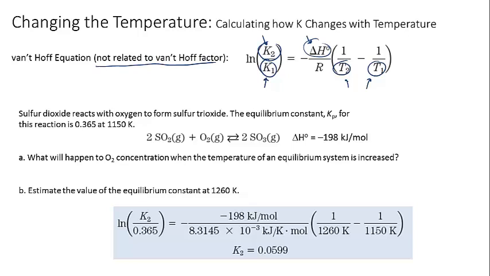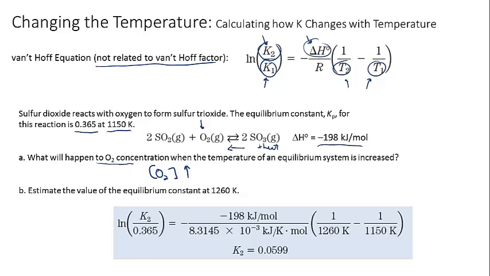So in our reaction here, we have an equilibrium constant of 0.635 at 1150 Kelvin. And we're asking what will happen to the O2 concentration when the temperature is increased. Well, the O2 is a reactant. The system is exothermic, so there's heat on the product side. Therefore, if the temperature is increased, the reaction is going to shift that way. So the O2 concentration will increase.